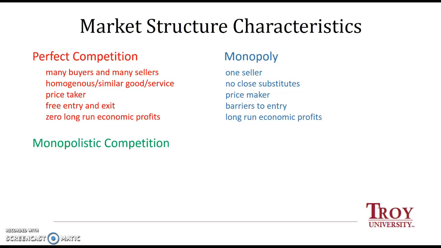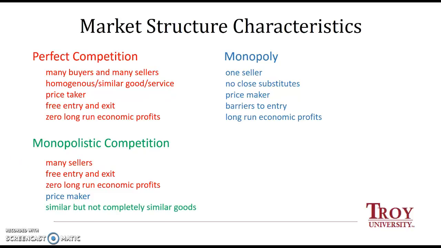Now consider monopolistic competition, which blends elements of perfect competition and monopoly. Begin with the perfectly competitive characteristics of many sellers, free entry and exit, and zero long-run economic profits. Now let's bring in the monopoly characteristics of price making. And what distinguishes monopolistic competition from the other two is similar but not completely similar goods. This is what we also call product differentiation.